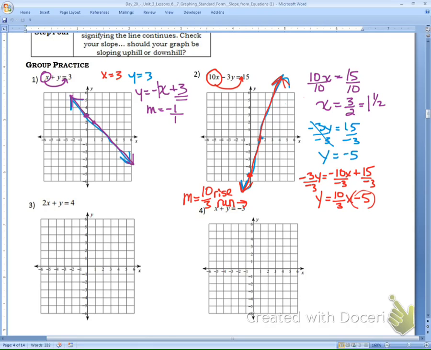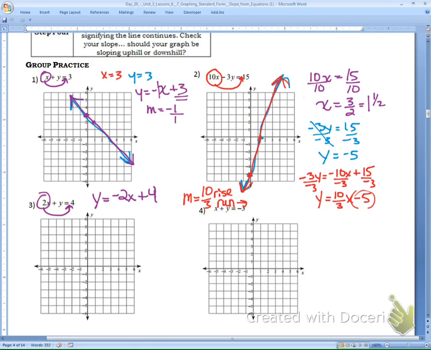Question number 3, we have 2x plus y is equal to 4. So one of those terms has a coefficient, 2, and that's the x term. This would actually be an ideal problem to put into slope-intercept form because y is almost already by itself. You just need to move that 2x to the other side. So you'll have y is equal to negative 2x plus 4. And then you're already ready to graph this. So that's why I would prefer to use the slope-intercept form to graph this one.